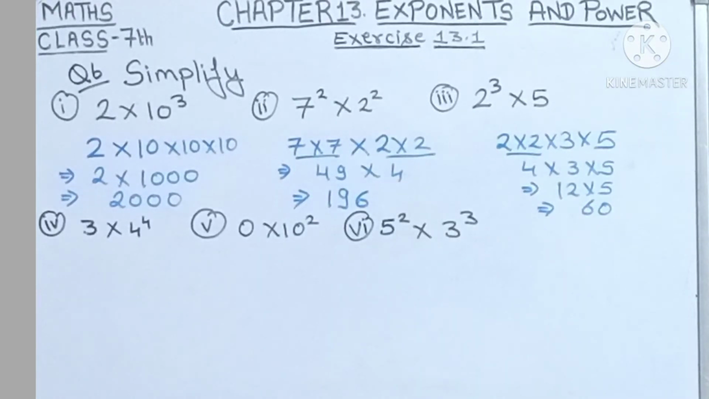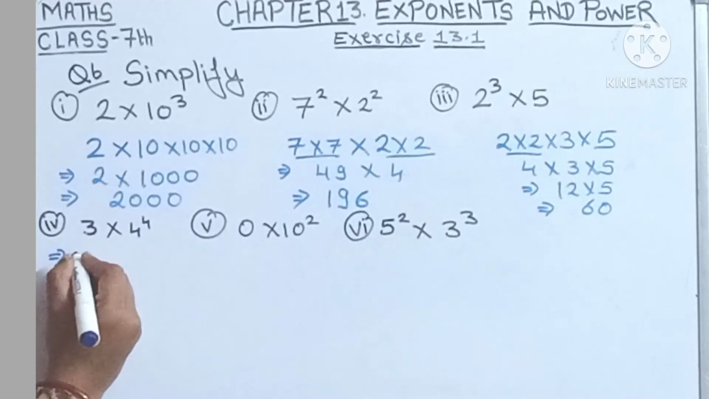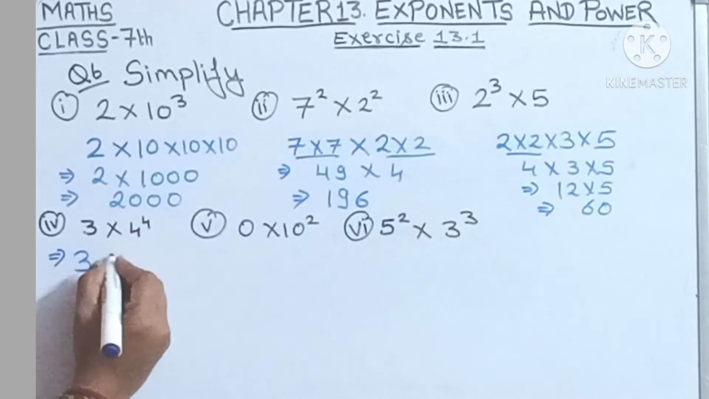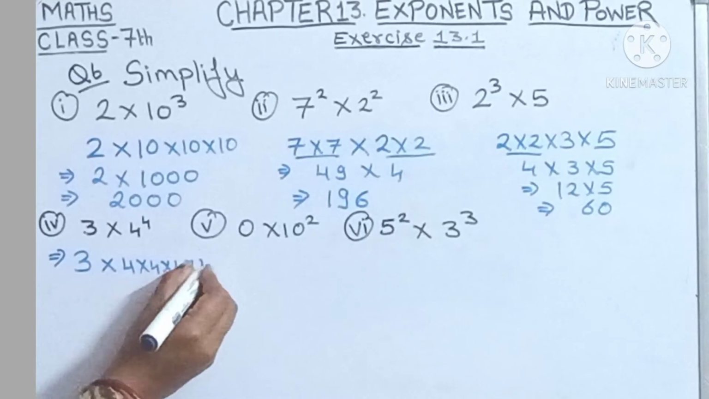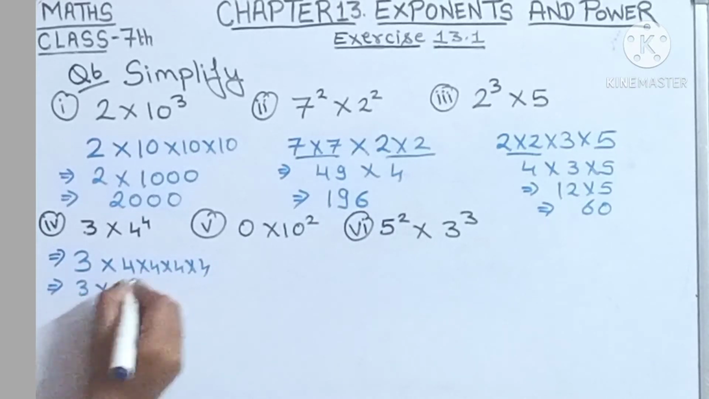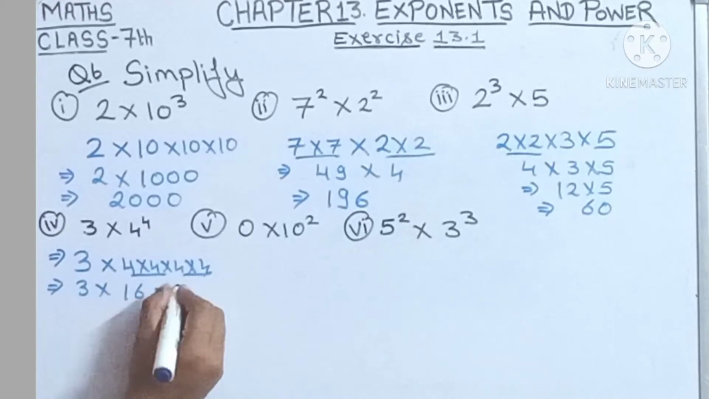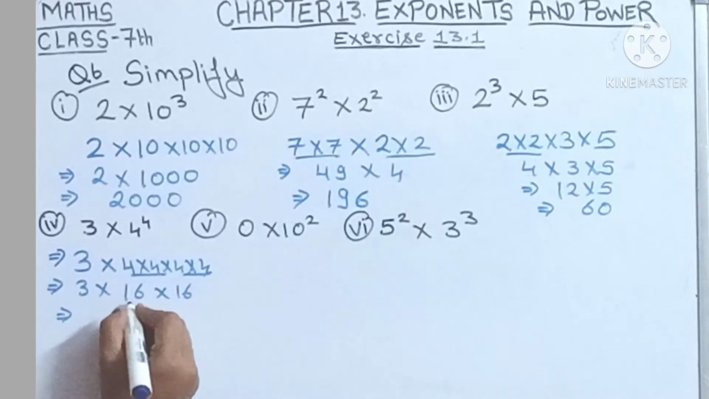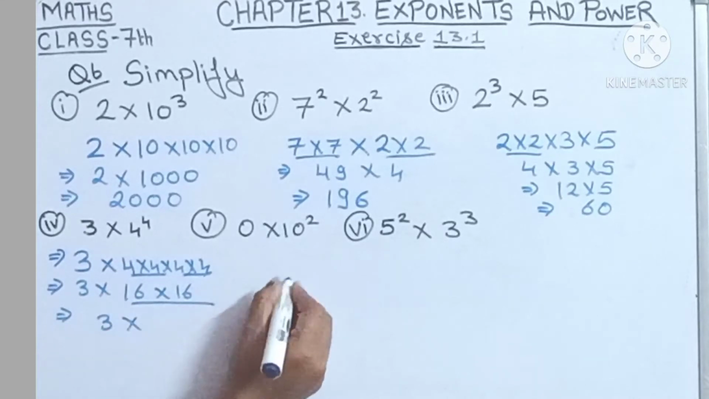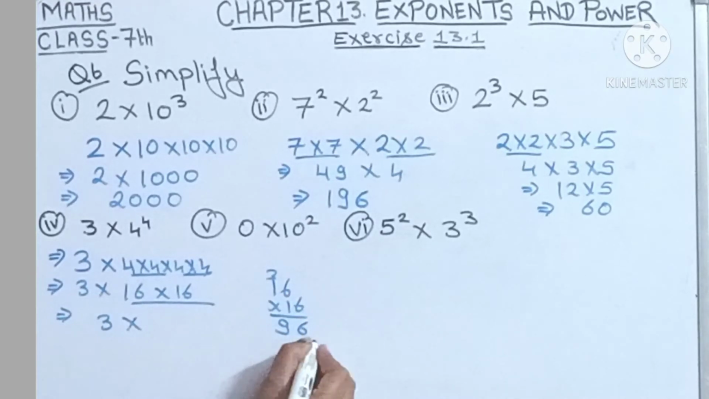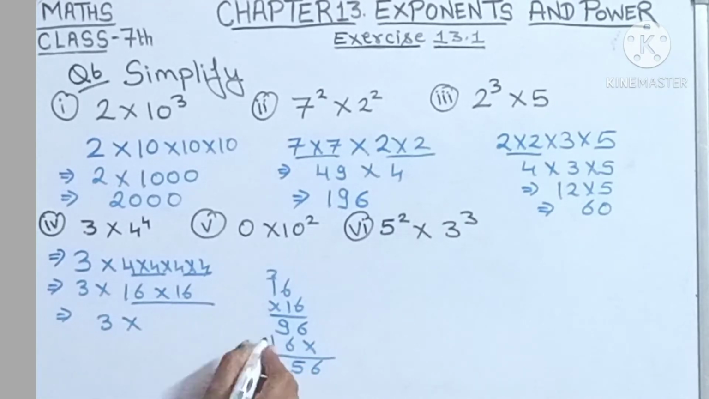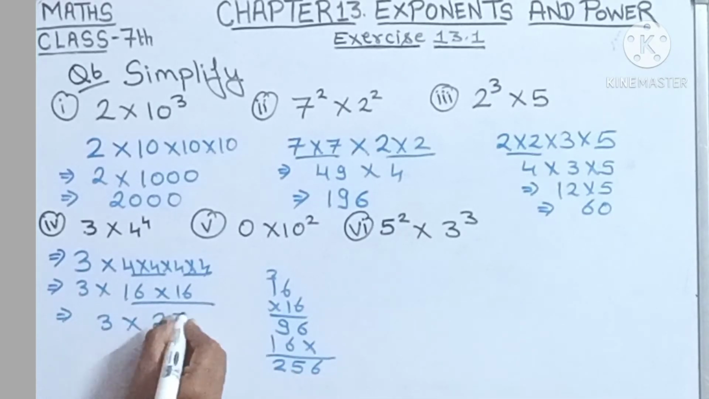3 into 4 raised to the power 4. 3 is written only one time, so we will write only once 3. 4 raised to the power 4 means we have to write 4 four times: 1, 2, 3 and 4. Now multiply these terms. 3 into 4 fours are 16 into 4 fours are 16. Now multiply it, 16 into 16. 6 sixes are 36, carry 3, 6 ones are 6, 9, and so on, which gives 256.